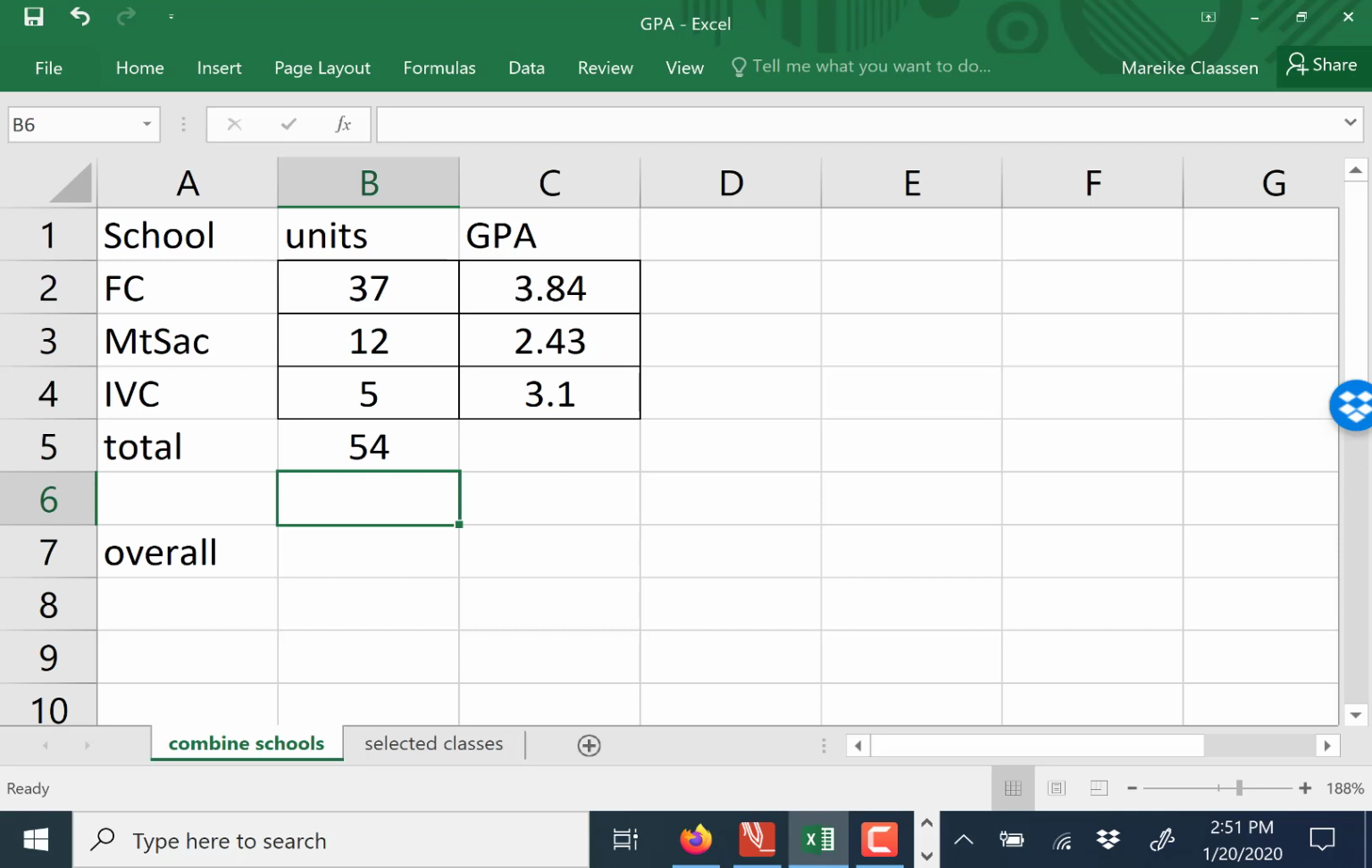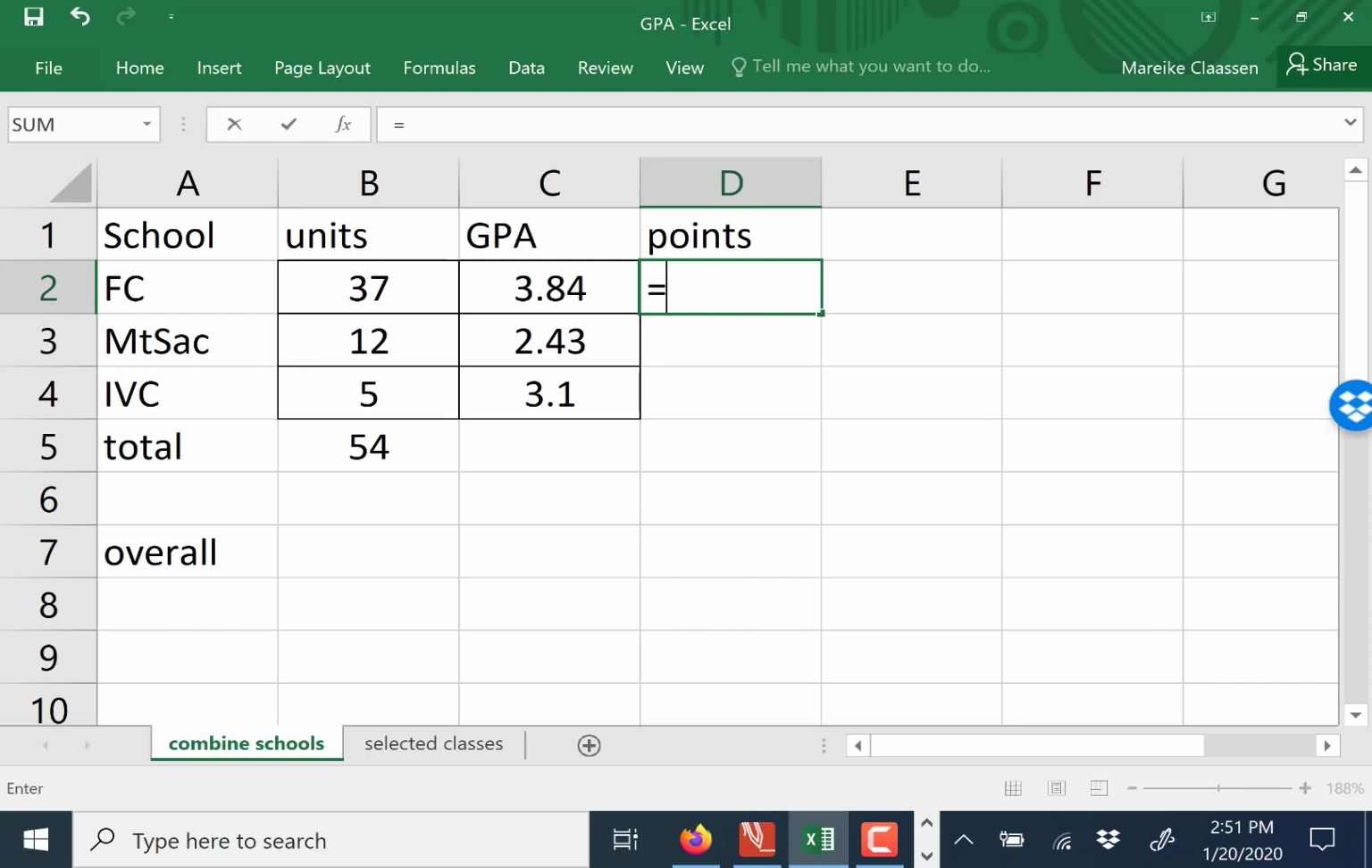So that was the total number of units you've taken, 54. Now, the points, I'll have to do that a little more complicated because I have to do, actually I'm going to put that in here. So again, I first have to multiply the units by the number. So I'm going to multiply the 37 by the 3.8. So again, I can do that by letting Excel do the calculation.